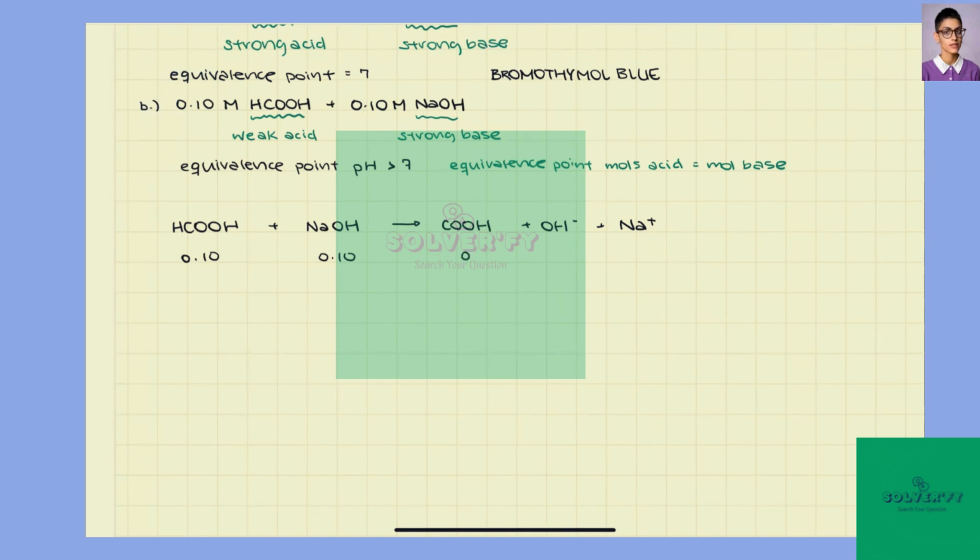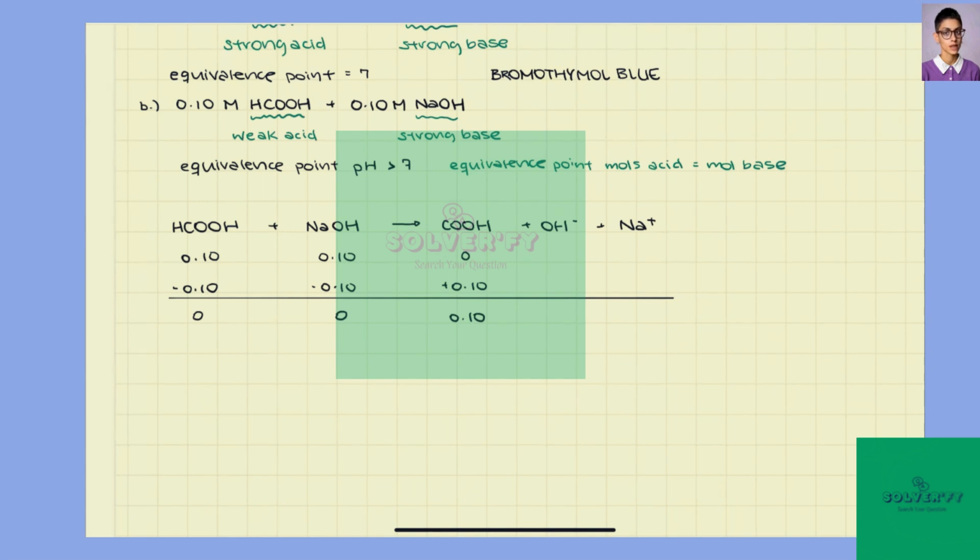Next would be our change. Since they are both equivalent, we will subtract 0.1 moles on both reactants on the left side, and add 0.1 moles on the right side. This will give us a result of 0.1 moles of COO minus.